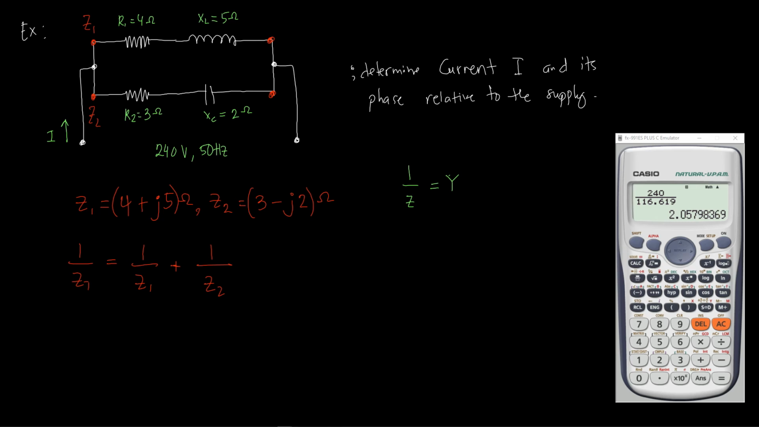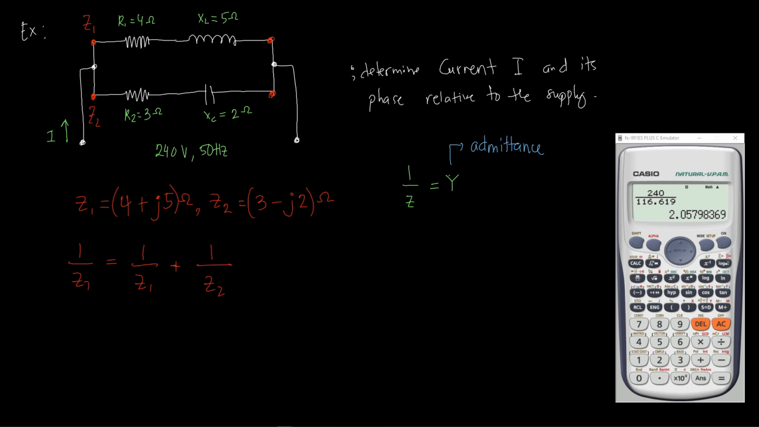Si Y. Kinsa man si Y? Impedance. Admittance. Admittance. Very good. Admittance. So, sa units, admittance? Why, sir? Unit.